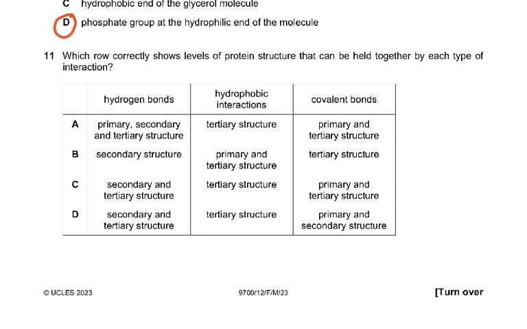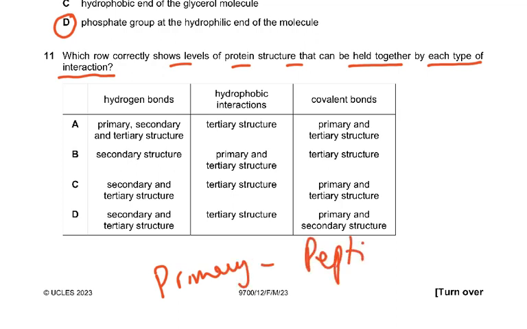Coming to question number 11. Which row correctly shows levels of protein structure that can be held together by each type of interaction? So we've got to read through this. First of all, let's revise this. What is primary structure? In the primary structure, which bonds do we have? In the primary structure, we just have the peptide bonds, and that's a covalent bond.